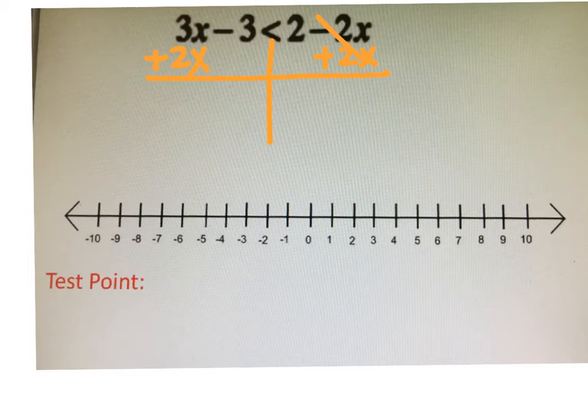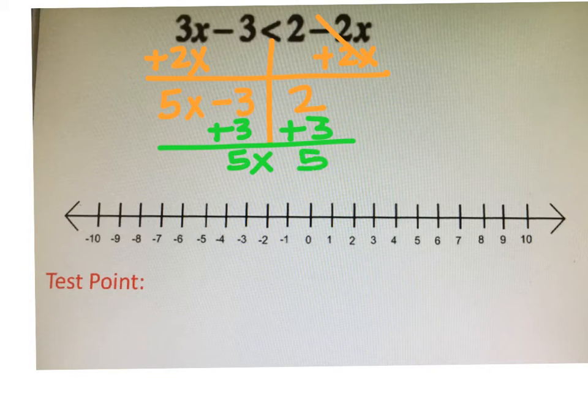Okay, this side over here will cancel. I end up with 5x minus 3, and then on the other side I get 2. Okay, my next step, I'm going to add 3 to both sides. Okay, I end up with 5x and 5. And then my last step is to divide by 5, so I end up with x and 1.